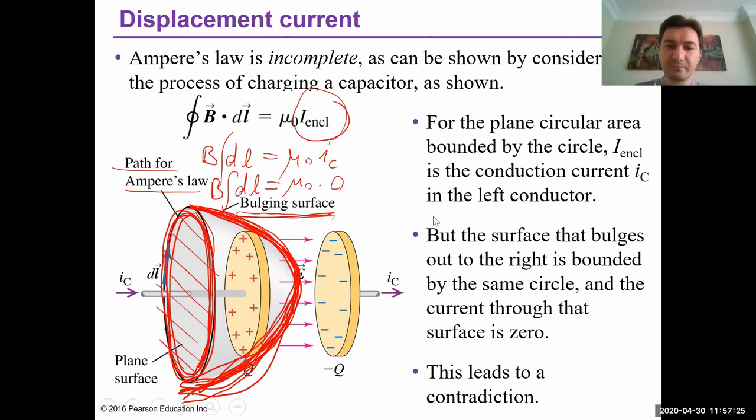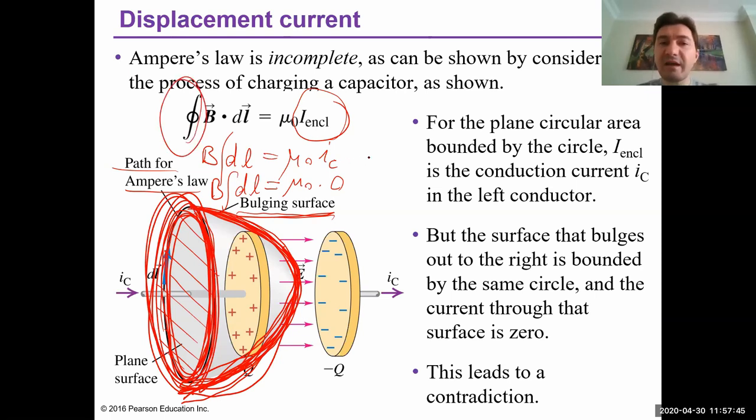So this leads to a contradiction. Ampere's law should give us the same result, but here something is wrong. For the same closed path, I cannot get the same result. Here I have that result for the same path, but here I have a different result for the same path. Something is wrong here. So now we will complete Ampere's law with the displacement current.